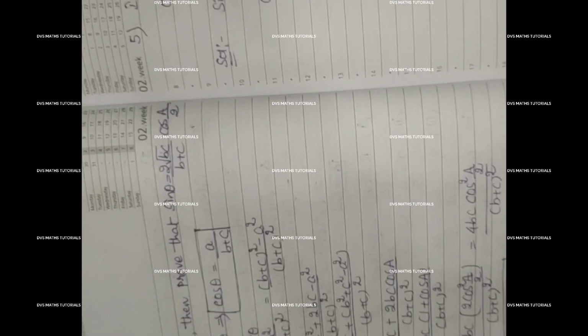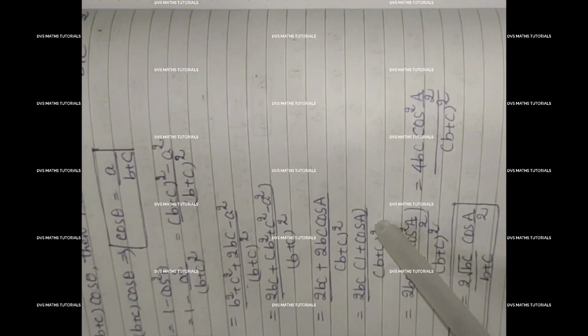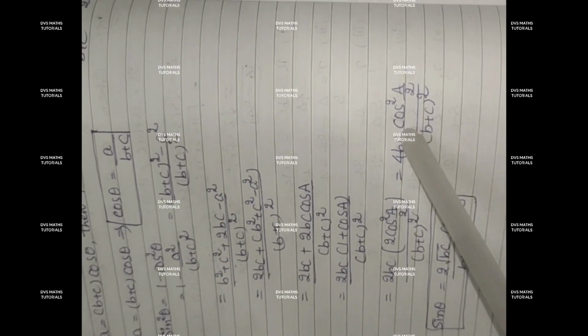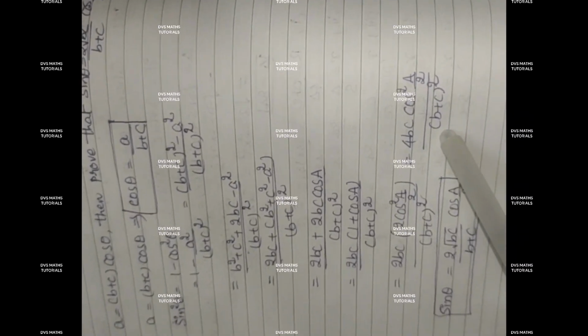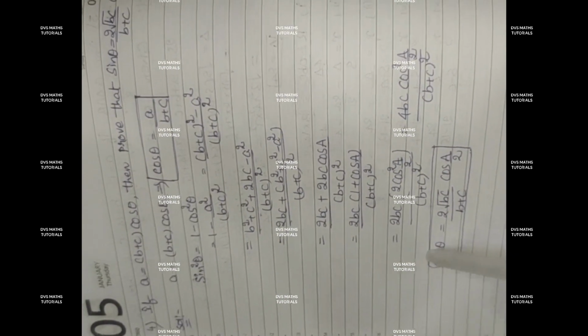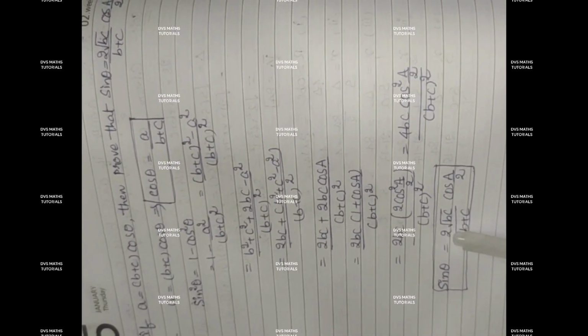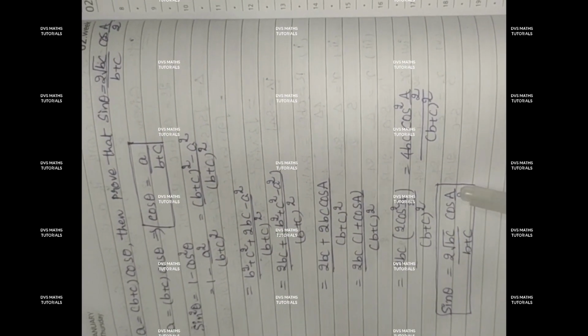In the numerator, what is the common factor? 2bc. 2bc into (1 + cos A) over (b + c)². 2bc into, what is the 1 + cos A formula? 2cos²(A/2). 2 into 2, 4bc by (b + c)² into cos²(A/2). Now from this, sin θ is equal to 2√(bc)/(b + c) into cos(A/2).